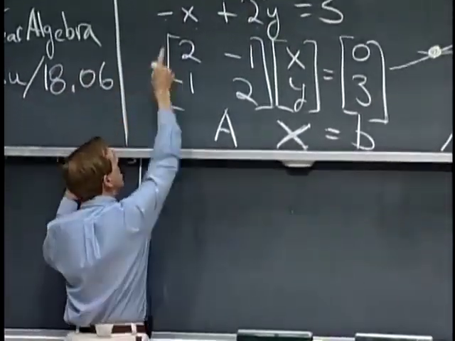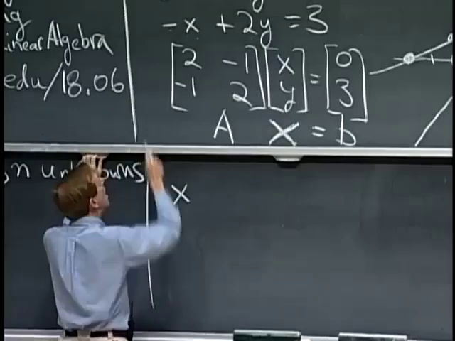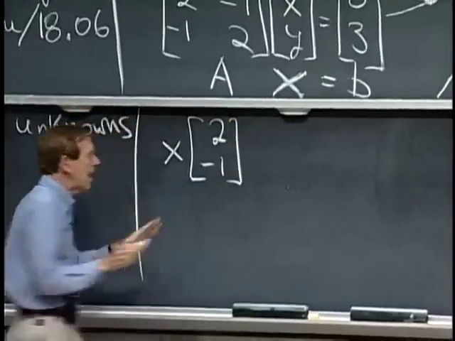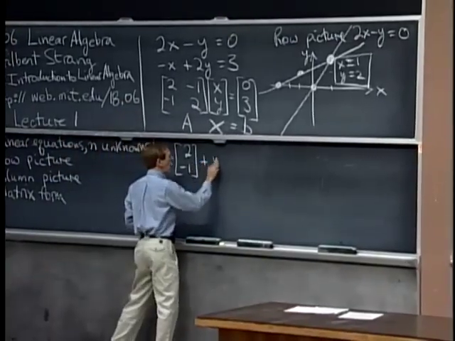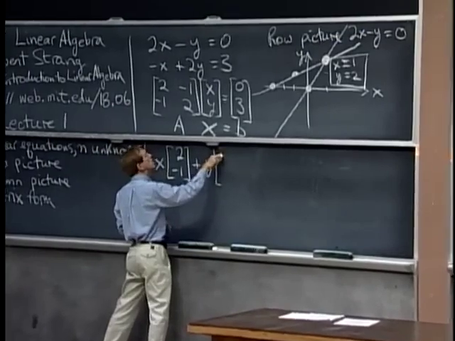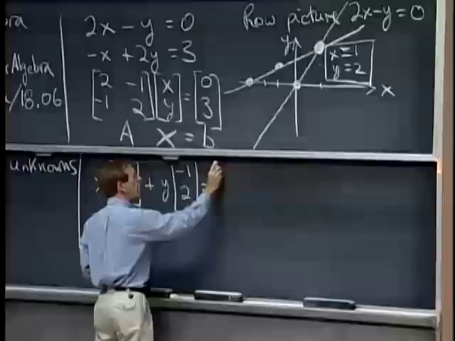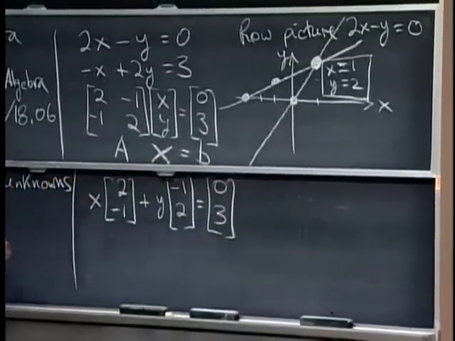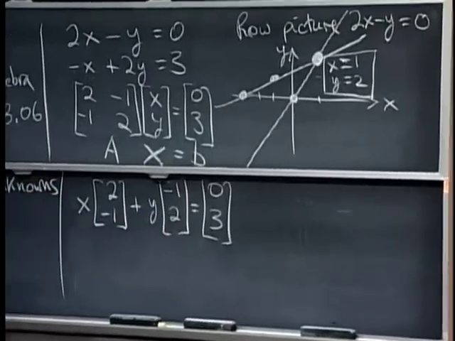I'm going to say that the x part is really x times, you see I'm putting the two, I'm kind of getting the two equations at once. That part, and then I have a y, and in the first equation it's multiplying a minus 1, and in the second equation a 2, and on the right-hand side, 0 and 3. You see the columns of the matrix? The columns of A are here, and the right-hand side B is there.